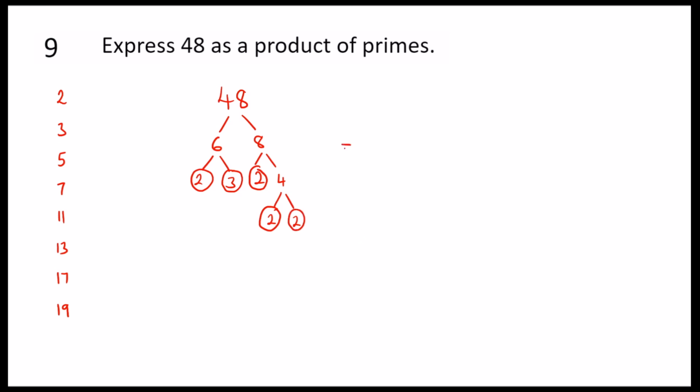Now, in order to write this number 48 as a product of primes, we want to take all of these prime numbers that we've circled and multiply them together. So I've got 1, 2, 3, 4 2's, and I have a 3 just here. Notice how all of these numbers are being multiplied. That's because it's a product. It's really important that you put these times signs in.